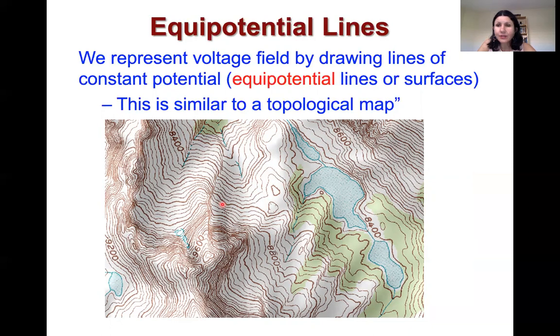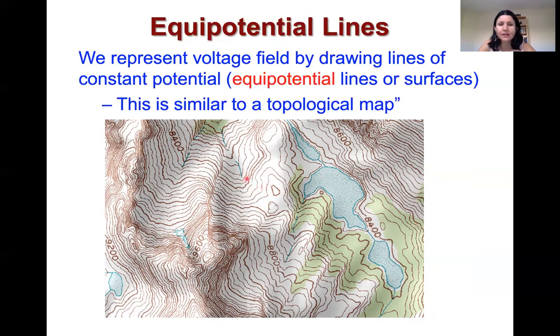Another thing that you notice about this topological map is that right here, the lines are much denser than right here. So what does that mean? Well, if you've ever looked at these maps, you know that this means the slope is very steep. So you're probably getting close to a peak of a mountain where the change in the slope is very rapid.